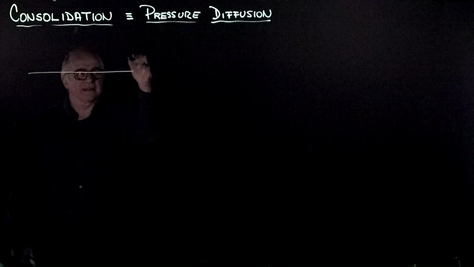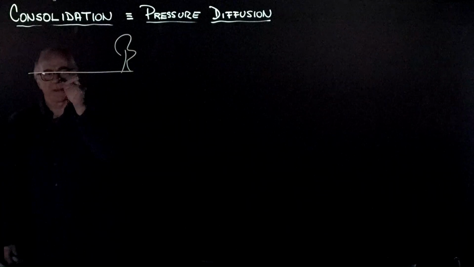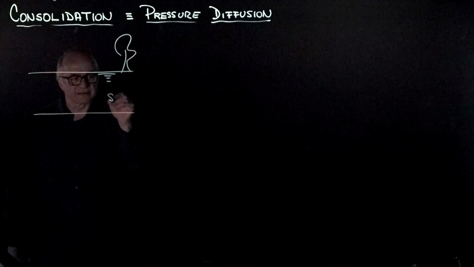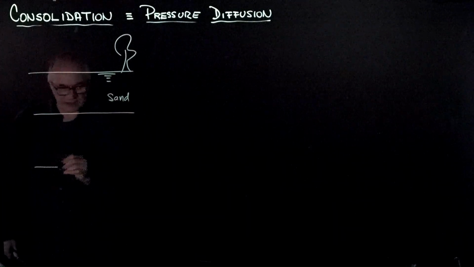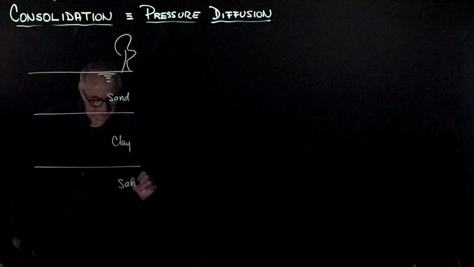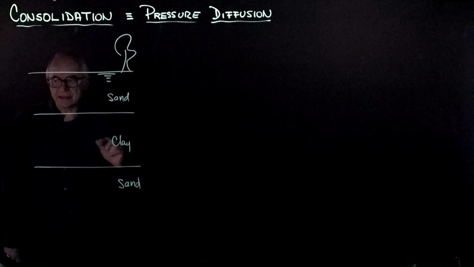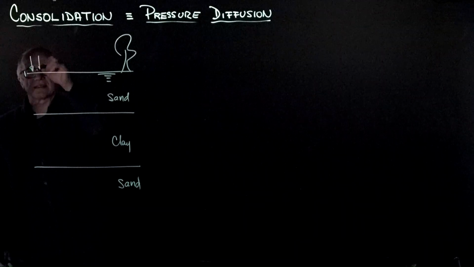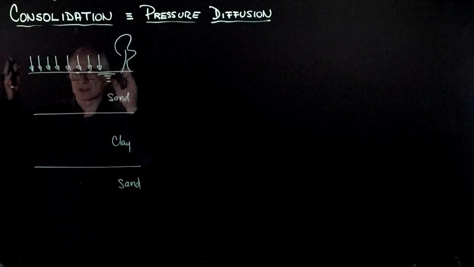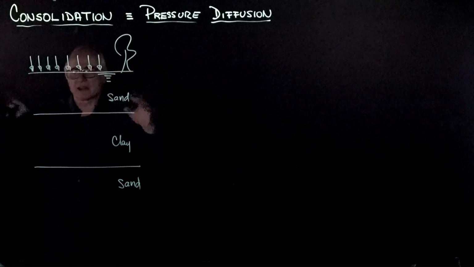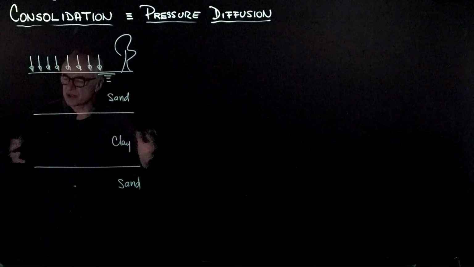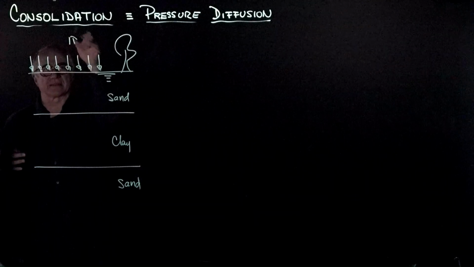Consider a situation where the system is saturated and there is a sand layer on top of a clay layer on top of a sand layer. And then we apply a very extensive load on the surface so that the area and the dimensions of the load in X and in Y are much, much greater than the thicknesses of the layers that we are talking about. So we truly have a one-dimensional system.